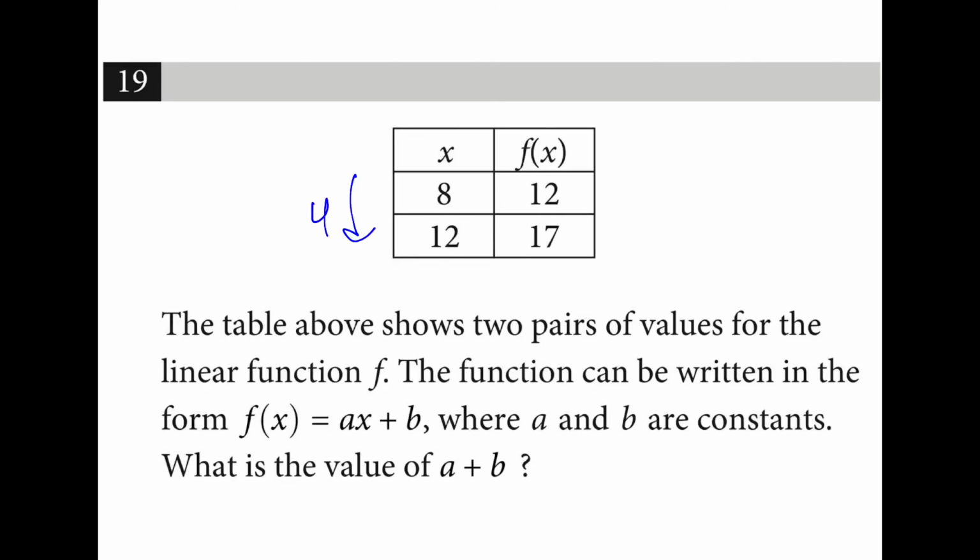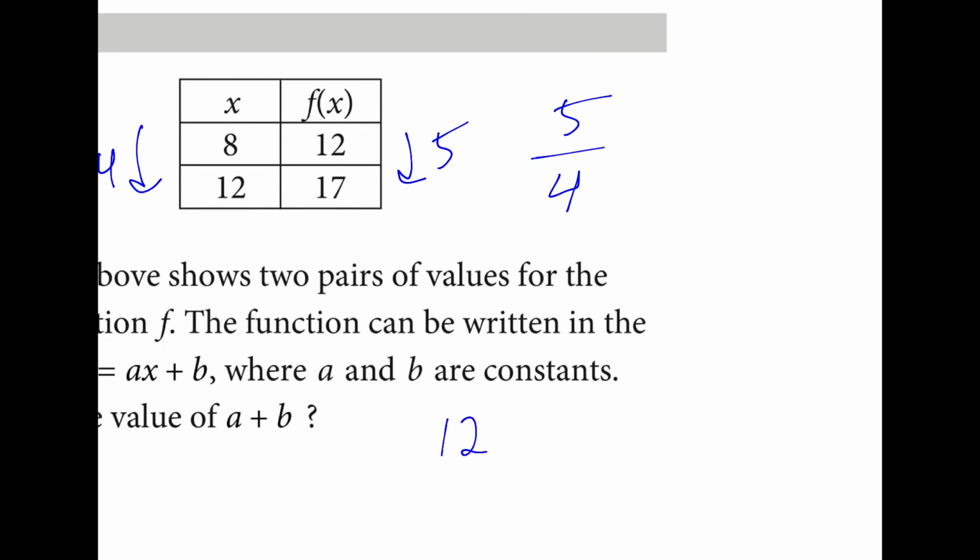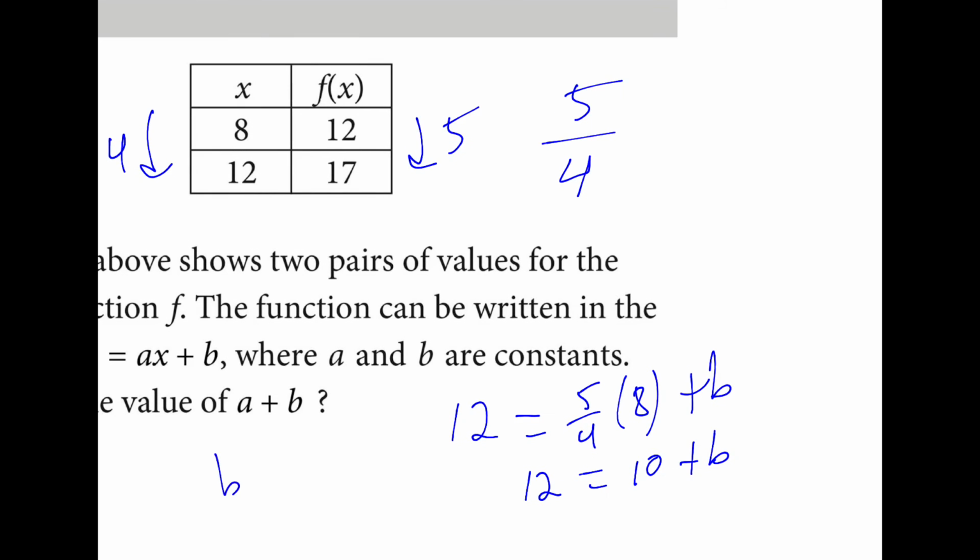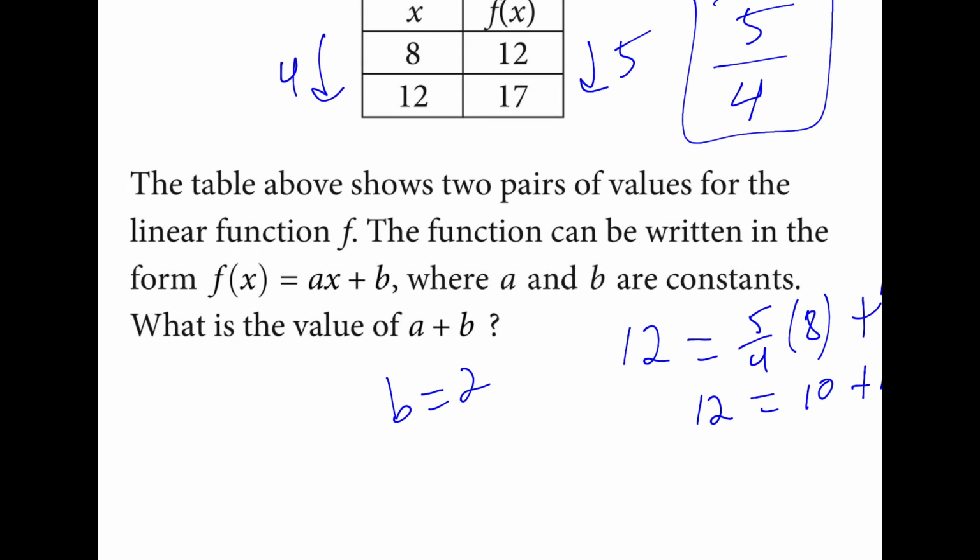As x goes up by 4, over here we go up by 5. So our rise over run is 5/4. If we plug in one of these points, 12 is equal to 5/4 times 8 plus b, we can figure out that b is equal to 2. So if b is equal to 2 and a is equal to 5/4, let's add those together, and that's 8/4 plus 5/4, or 13/4. You could also write this as 3.25.